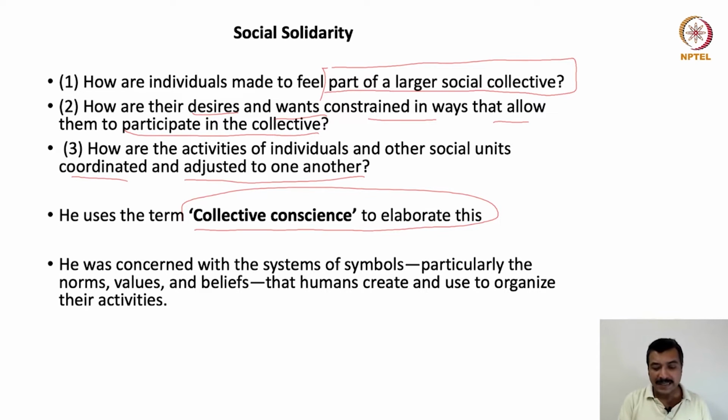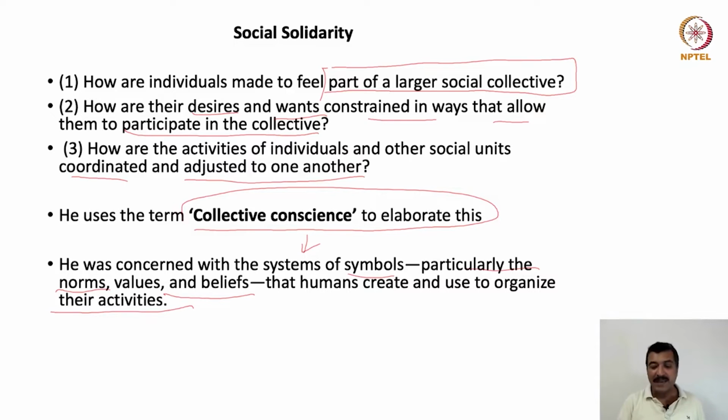Before elaborating this, he was concerned with the system of symbols, particularly the norms, values, and beliefs that human beings create and use to organize their activity. We discussed in the previous class that Durkheim was very particular that he wants to understand society as an empirical reality, as a thing. It is sui generis. So he argued that sociology as a distinct social science has a distinct or exclusive subject matter, the social, as its realm of inquiry.